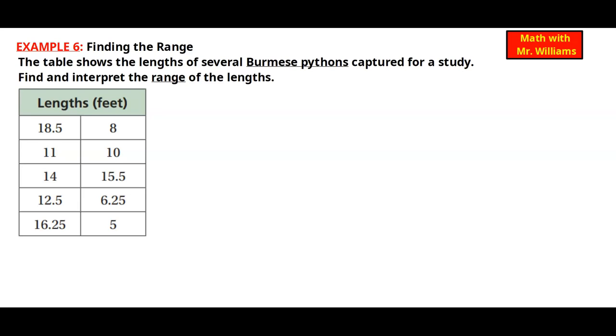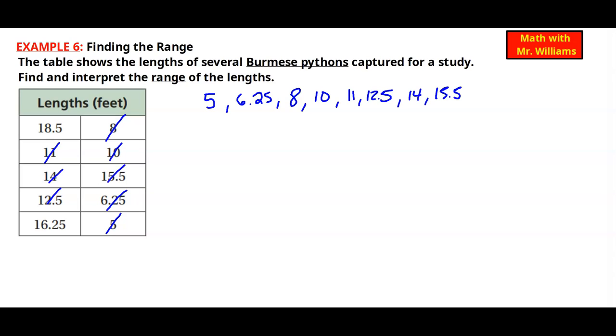So we have 5, we have a 6.25, we have an 8, we have a 10, then we have an 11, then we have a 12.5, then we have a 14, then we have a 15.5, then we have a 16 and a quarter, and then lastly we have an 18.5.